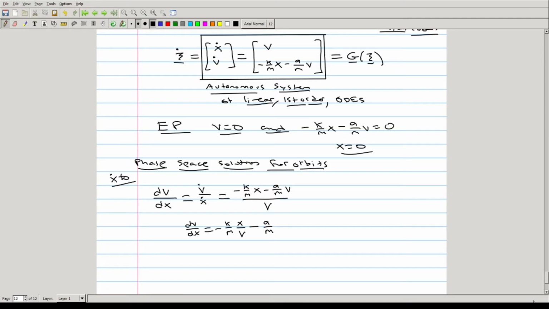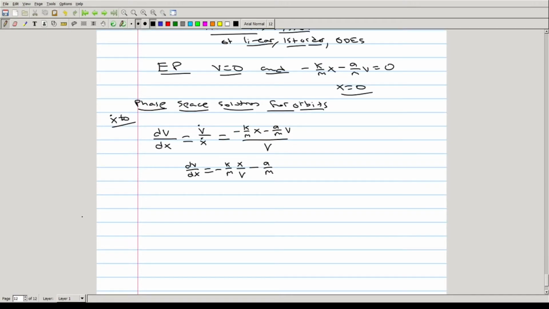And this is non-separable. It's a non-separable, non-linear first-order ODE. It actually has a special name due to the Italian mathematician Cini. This is called Cini's ODE. And in this form, it actually is solvable. But it's kind of complicated, so I'm not going to go through and solve it. But it's possible to do.